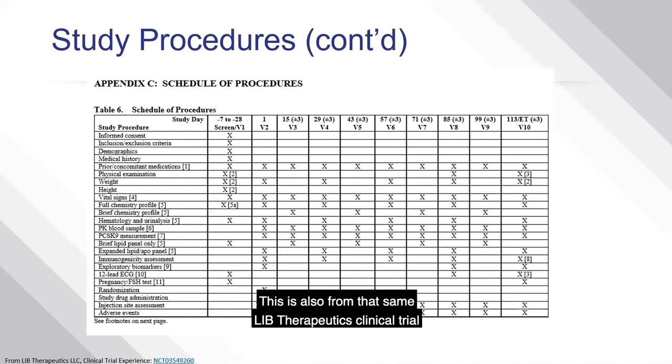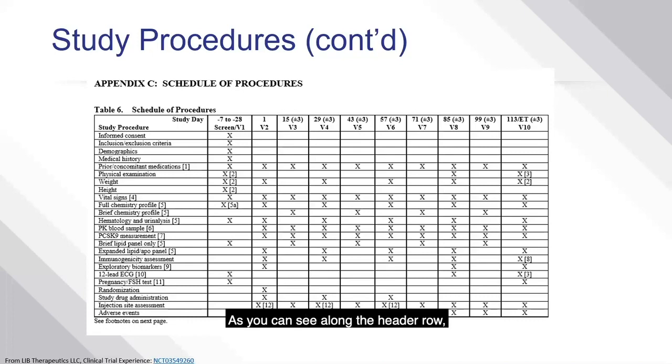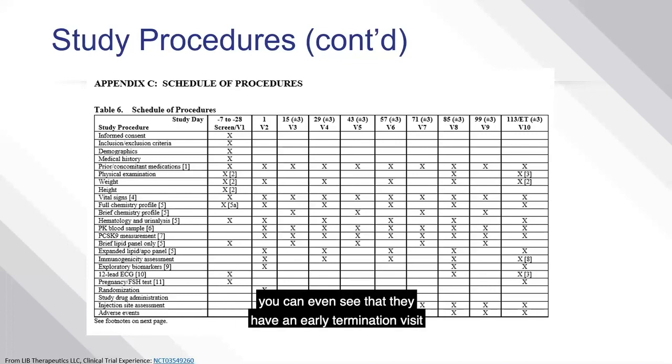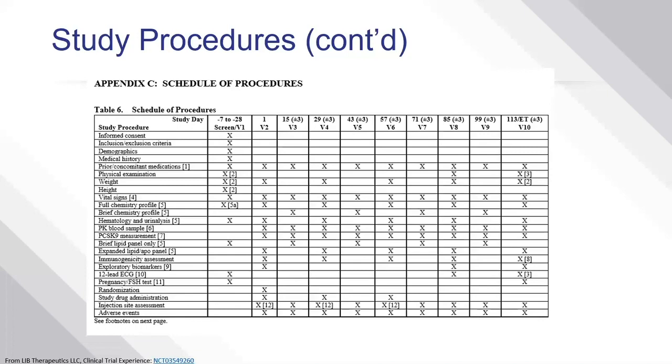This is also from that same LIB Therapeutics clinical trial from clinicaltrials.gov. As you can see, along the header row, they clearly state the study date, the visit number, and provide the window for that visit. And in the far right column, you can even see that they have an early termination visit and the procedures that occur on an early termination visit being the same as their final visit.